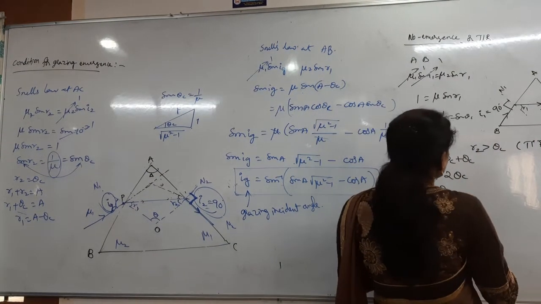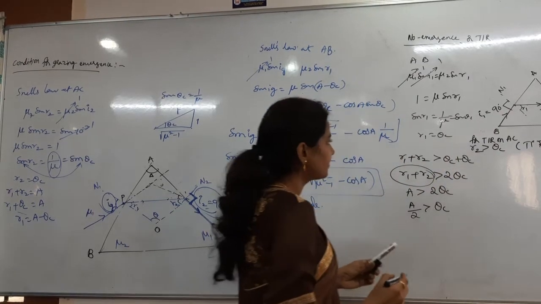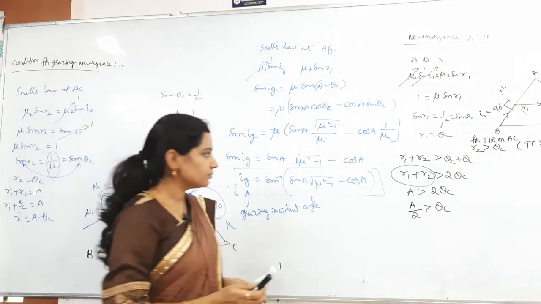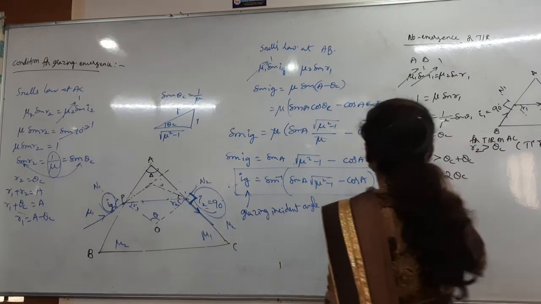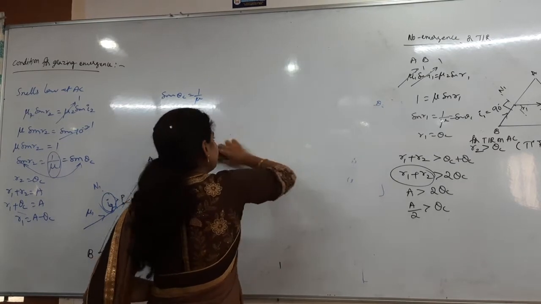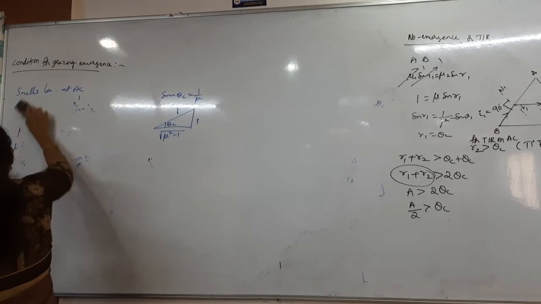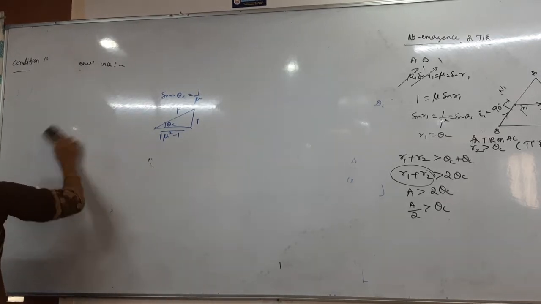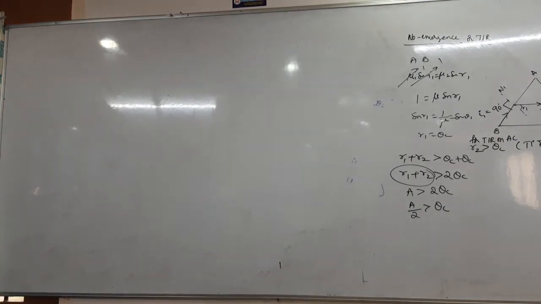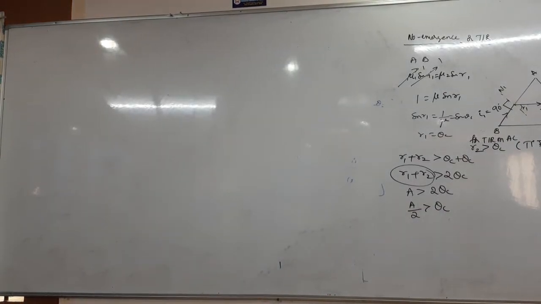Copy everything. Draw the diagram again. Next, dispersion is there still. Make it fast.